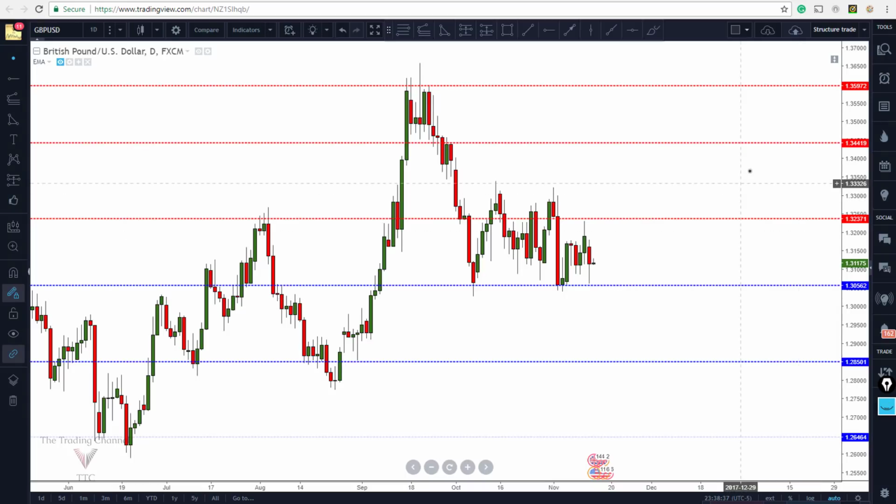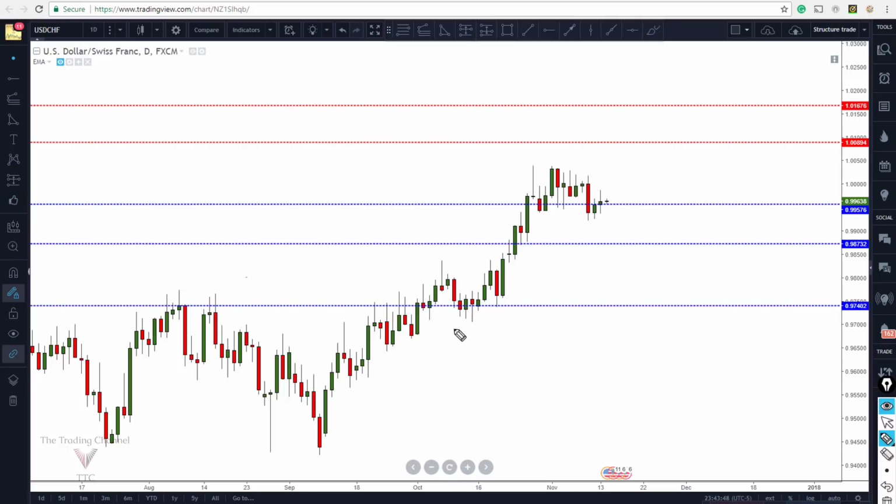So now let's go ahead and move on to our last pair, the dollar Swiss. On the dollar Swiss, we had this nice break above our previous structure levels right in here last week, and we were waiting on a pullback down into that level. Well, we got that pullback and then some. We got a little bit deeper of a pullback down below our 0.9957 support level we had pointed out.